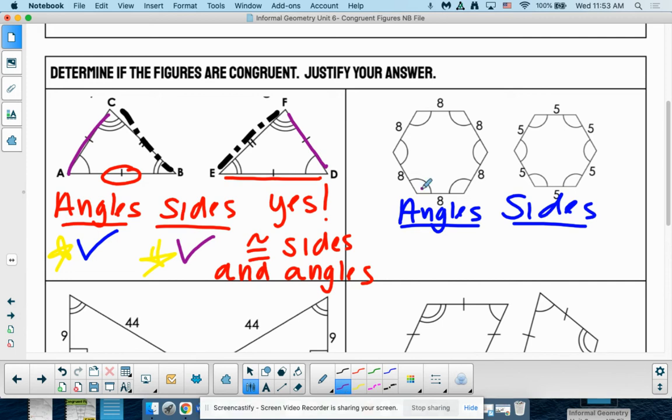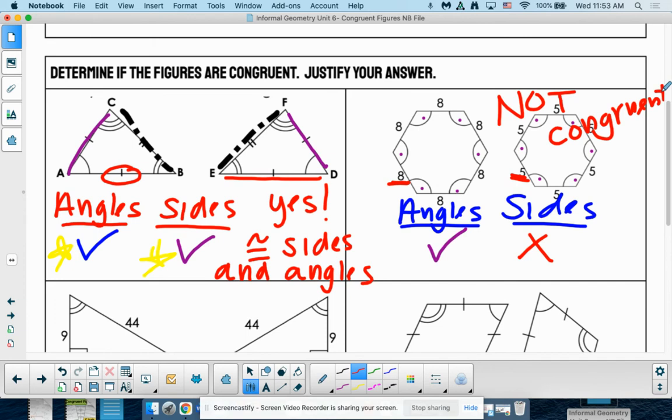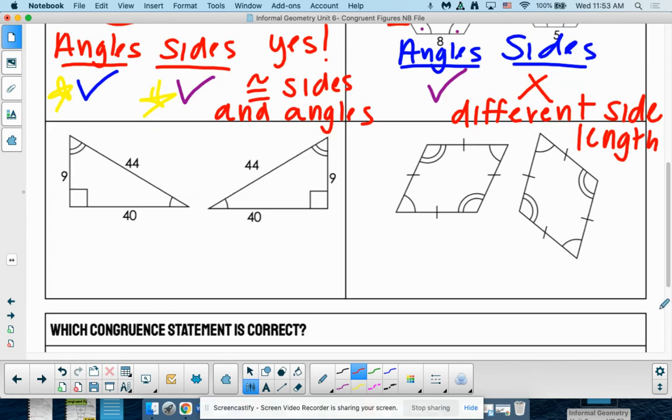So if I check my angles, do you see how all of our angles have a buddy? They're all the same. They all have one arc mark. So that's a check. Now let's look at our sides. Are they the same? Well, this side's 8, and that's 5. Are they the same length? No, they're not the same size. So that doesn't work. So these would be not congruent. Different side lengths. And maybe you want to write that so you know. Different side lengths.